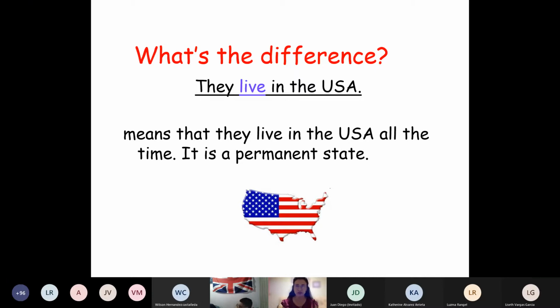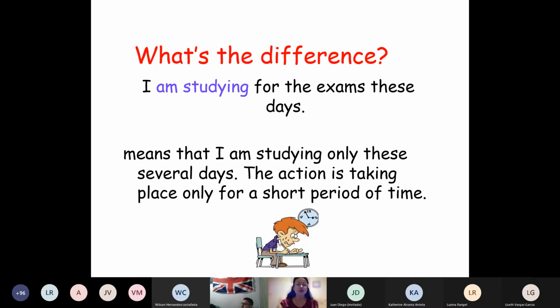I work in Bogota. It's a permanent state. While when you use the present continuous, you express an action that you are doing at the moment or for a short time. It means that I am studying only these several days. The action is taking place only for a short period of time.